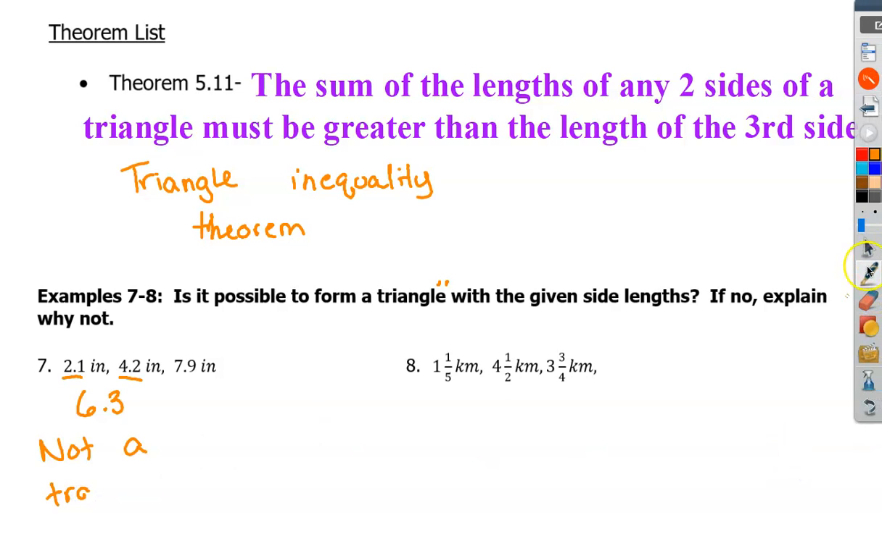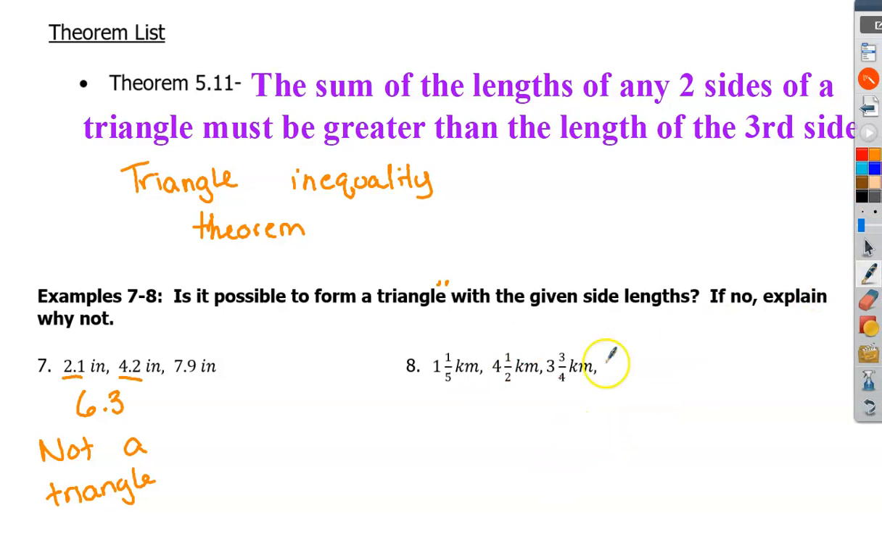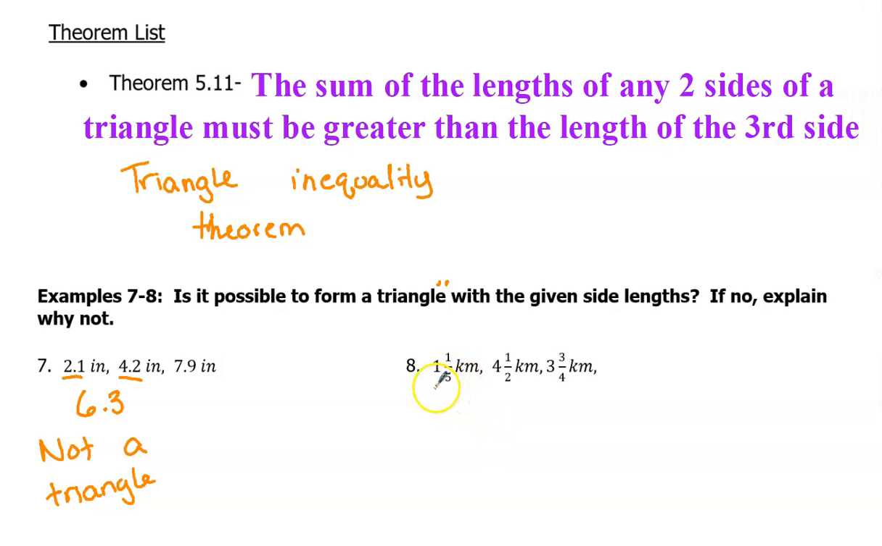Oh, if I could spell triangle. There we go. Okay, that's number 7. Number 8. Now we've got fractions. It's easiest to always check with the shorter two sides compared to the longer side. So let's check with the shorter two sides. This is our one shorter side. This is our second shorter side. Let's add them together. 1 1/5 plus 3 3/4.